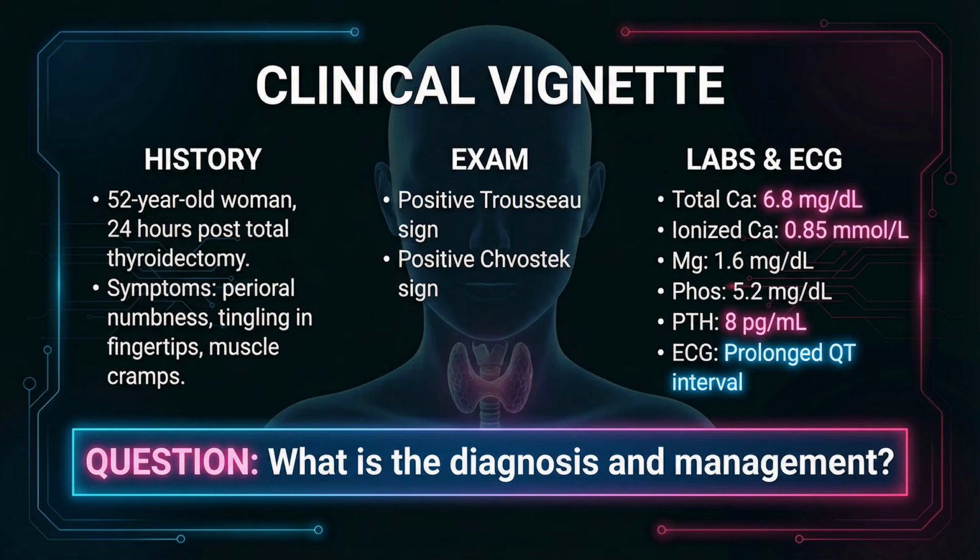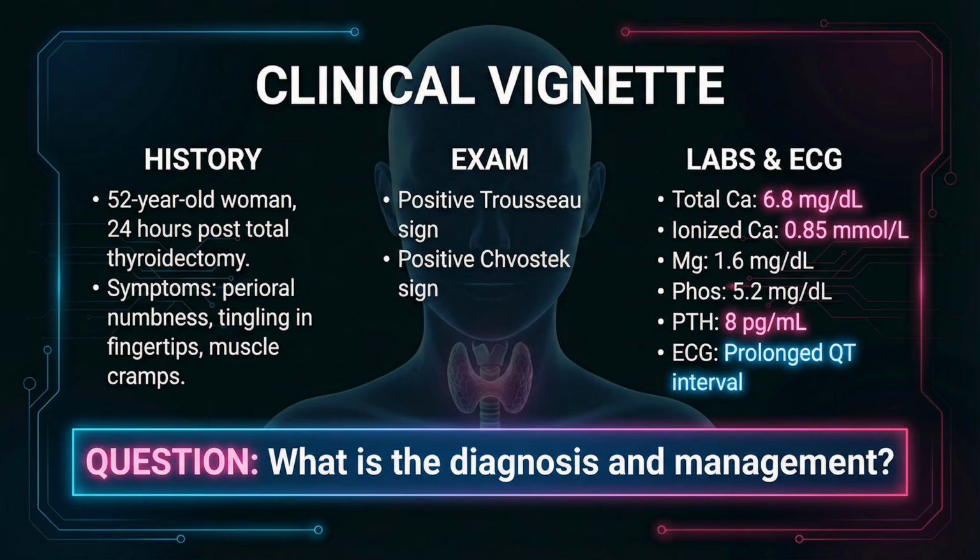A 52-year-old woman presents to the emergency department 24 hours after undergoing a total thyroidectomy. She is complaining of perioral numbness, tingling in her fingertips, and muscle cramps. On exam, she has a positive Trousseau sign and a positive Chvostek sign. Her labs show a total calcium of 6.8 milligrams per deciliter and an ionized calcium of 0.85 millimoles per liter. Her magnesium is 1.6 milligrams per deciliter, and her phosphorus is 5.2 milligrams per deciliter.